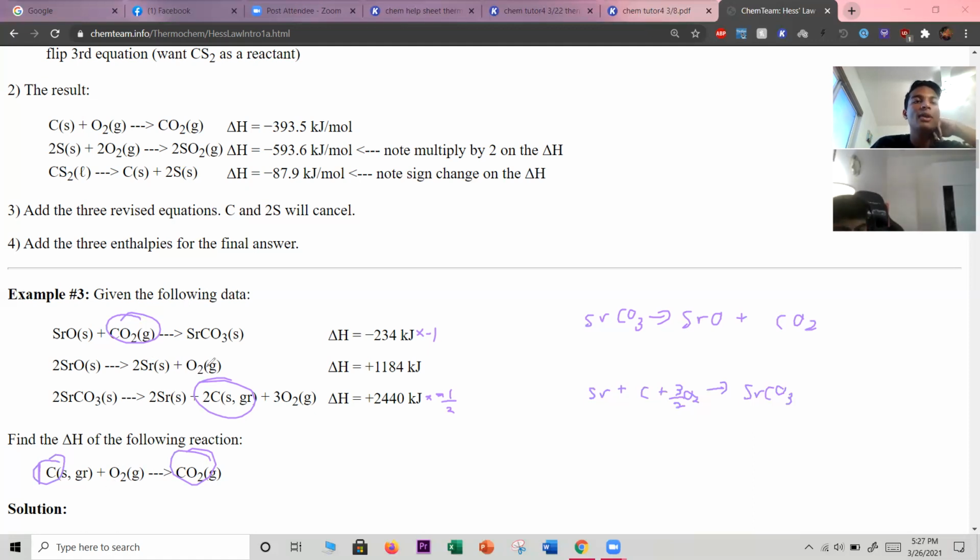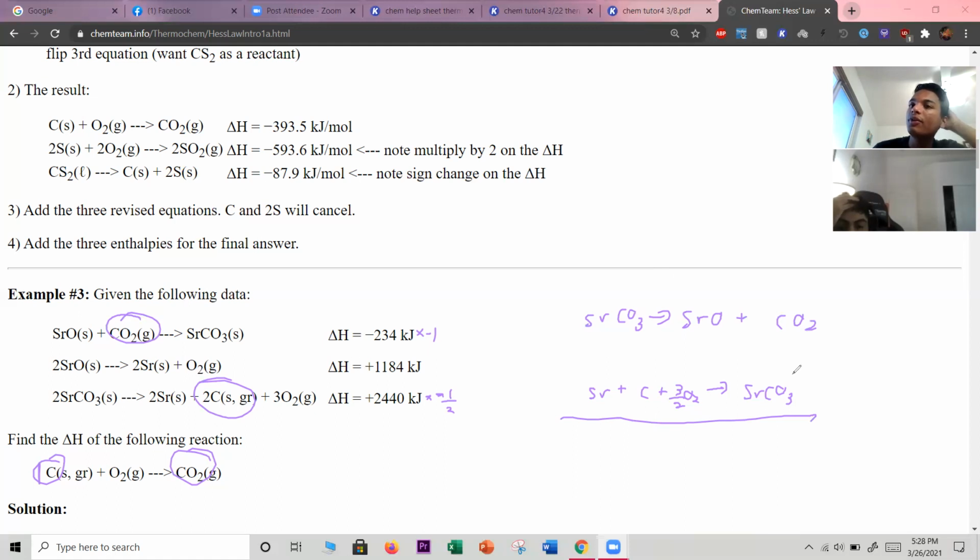So how do we manipulate this so that after all the canceling, there's only one O2 left on the left side? So let's look at this so far. On the left side of this reaction, how many O2s do we have? Can you imagine the combined version of these two reactions now? Let me write it down for you. It'd be like 2SrCO3, no, no, the combined version of these two.